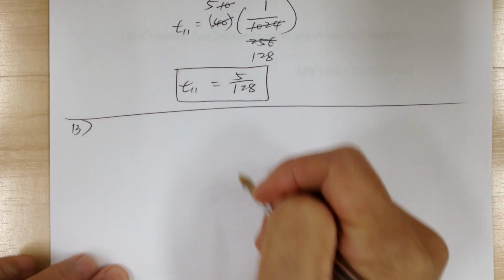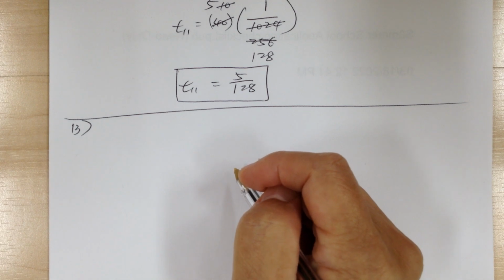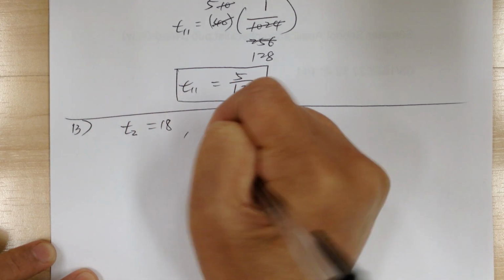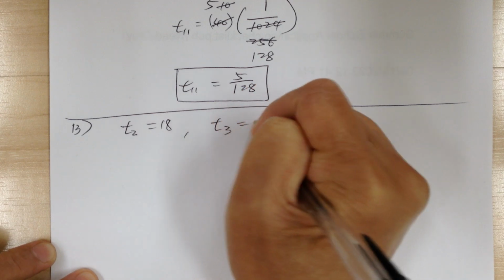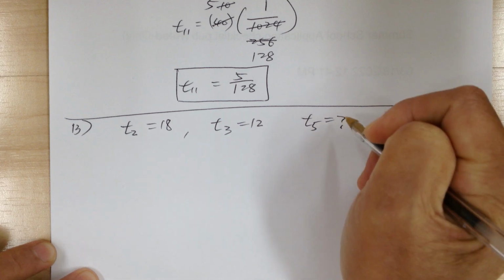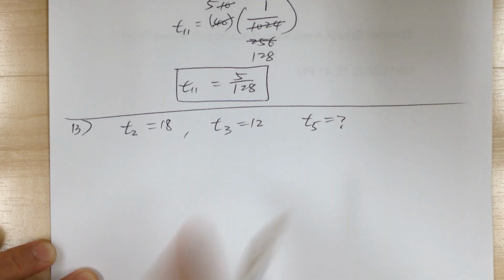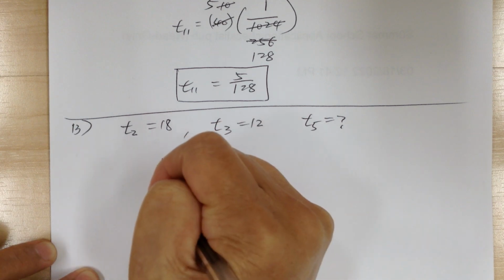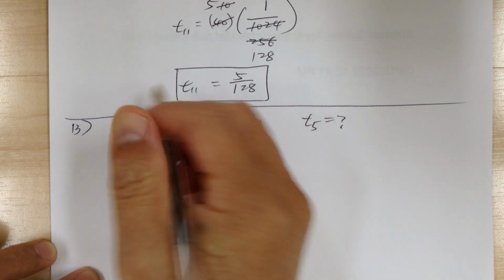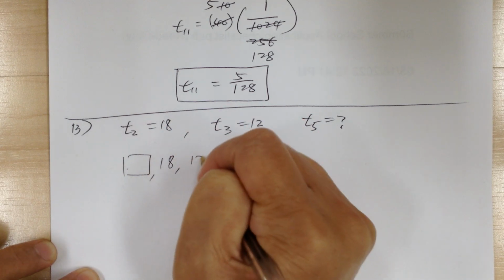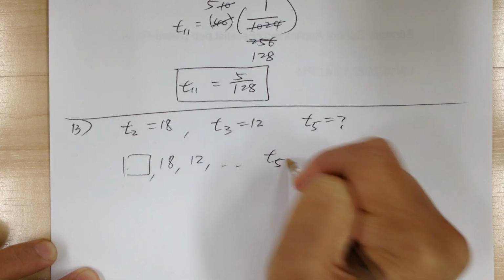Okay, number 13. You've got T2 equal to 18, T3 equal to 12, and you're looking for T5. This one is fairly easy because you have 2 consecutive terms. Basically you have something over here, then T2 and T3, and you're looking for T5.